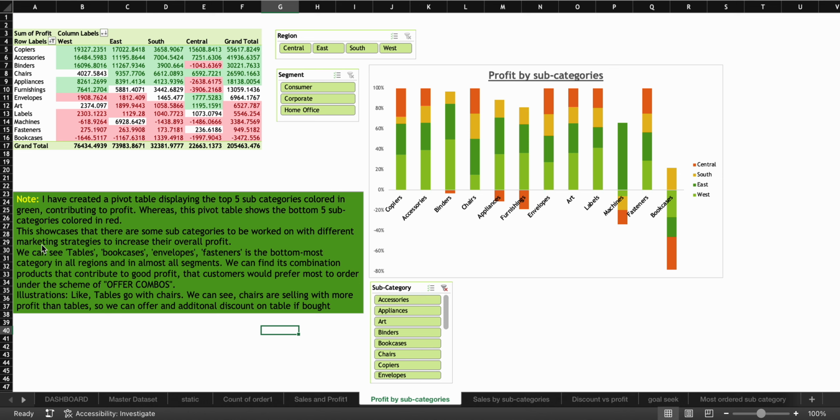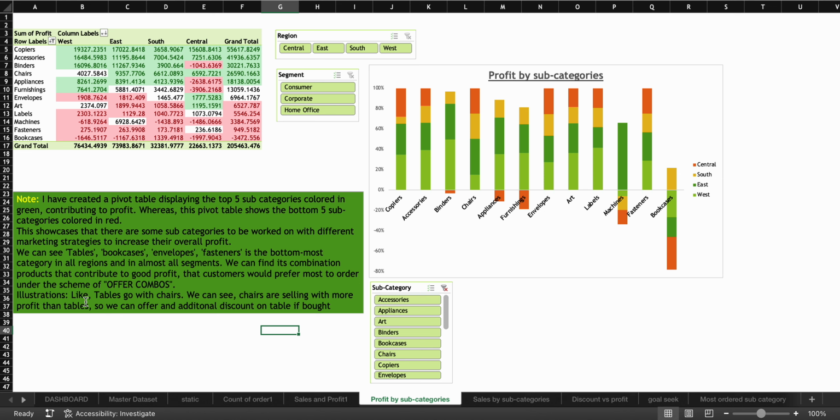Like, for example, we can see tables, bookcases, and envelopes, fasteners. Here they are at the very low end, they are not making very good profit here. But if we could see, for example, in the west region, sorry, these slicers I've created in terms of the dashboard, not for this. So here you can basically see all the information. You don't need a slicer here.